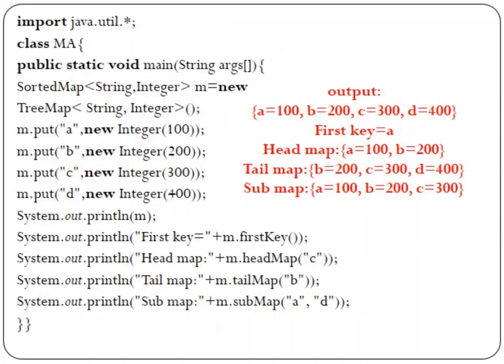Let us consider a simple example for the sorted map interface. Here we are using a sorted map with the key as a string and value as an integer, and we have made use of a tree map as an appropriate class for the sorted map interface. With the help of the put method, I am going to add values to the sorted map. For the key a, 100 is assigned; for the key b, 200; for the key c, 300; for the key d, 400.